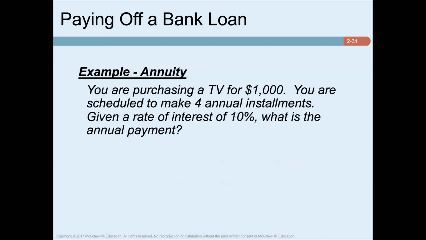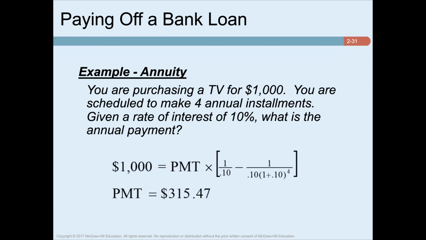So, and then the annuity example: you are purchasing a TV for $1,000 and scheduled to make 4 payments. The rate is now, let's say, 10%. What is the annual payment? So it will be 1,000 equal to the payment, the annuity, times 1 over 10% minus 1 over 10% times 1.1 to the power of 4. Okay, so your payment is 315.47.